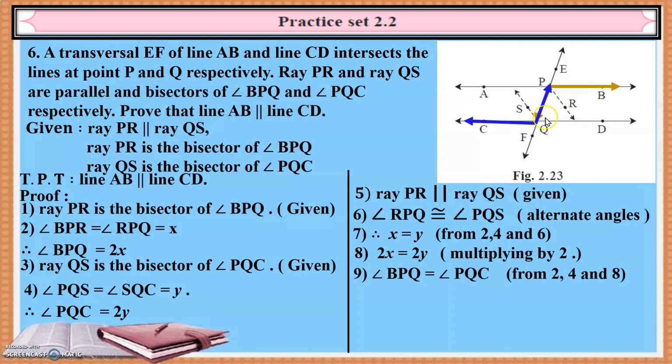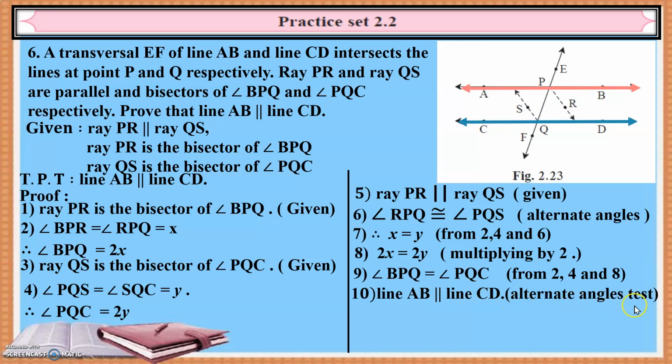Now if these two angles are equal, that means the lines will be parallel. That means I can say that line AB will be parallel to line CD. Because why? The alternate angles are equal. So I can say that line AB parallel to line CD. Reason is alternate angles test. Hope the proof is clear to you, students.